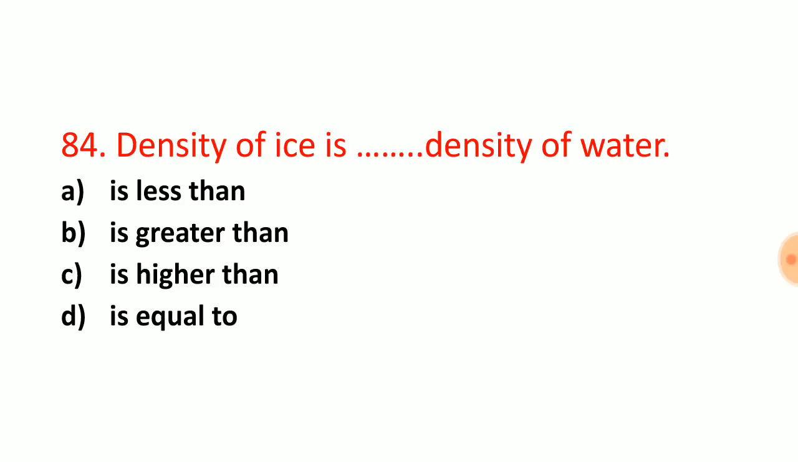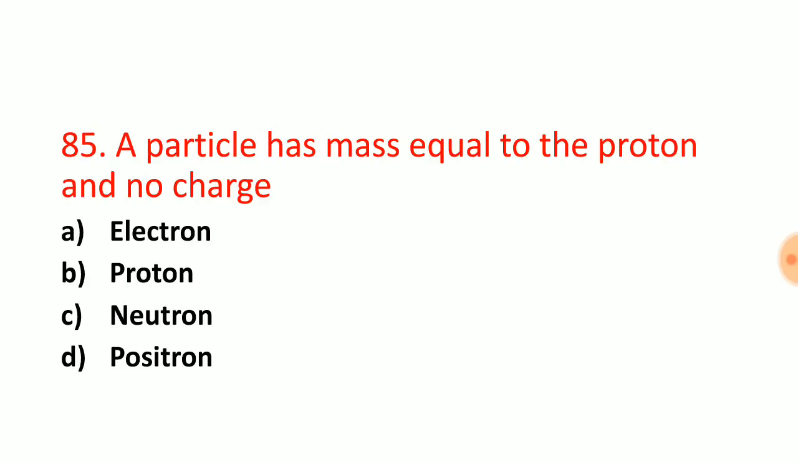Question number 84. The density of ice is less than the density of water. Because of that, ice floats on the surface of water. Question number 85. A particle has mass equal to proton and no charge is neutron. Neutron is chargeless and its mass is equal to the mass of a proton.